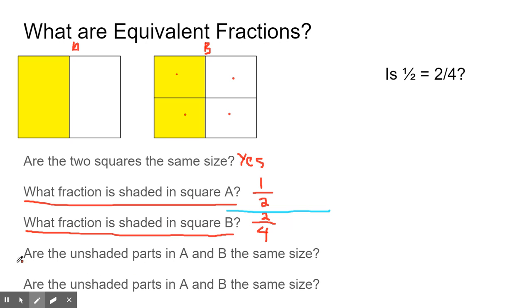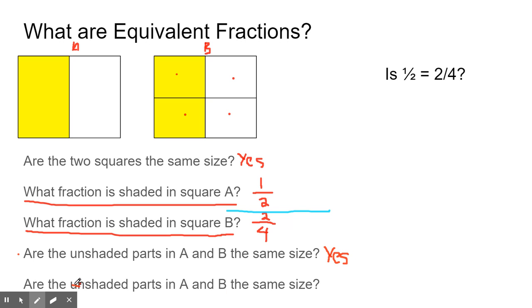Now we're on to our last couple of questions. Are the unshaded parts in A and B the same size? So if we take a look, are the unshaded or the white spots the same size? They are the same size. Half of the square is not shaded yellow in both A and B. So are the unshaded parts in A and B the same size? Yes.